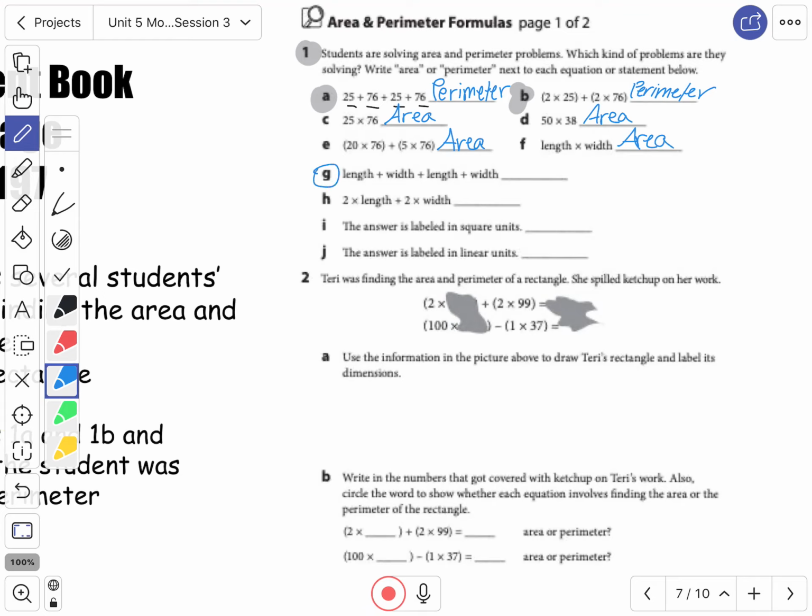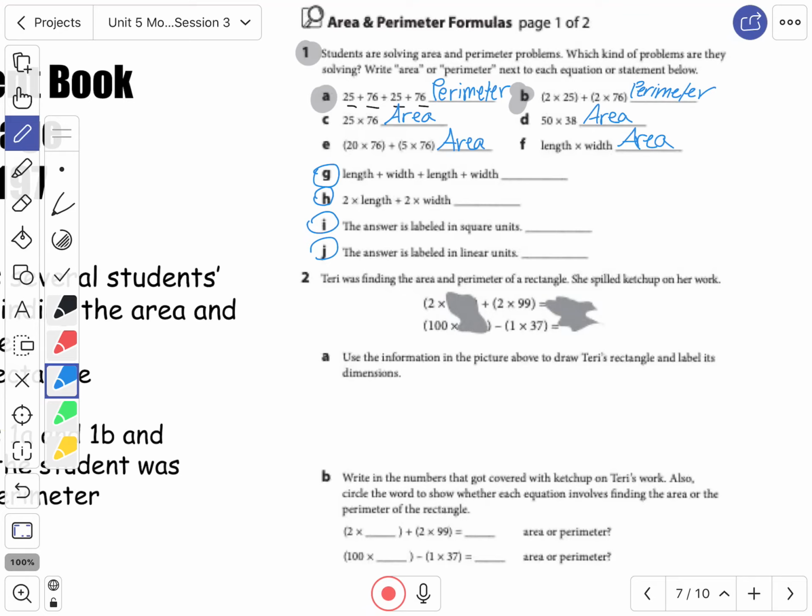Okay, so you're going to do G, length plus width plus length plus width. Think about whether that's area or perimeter. 2 times length plus 2 times width. Think about whether or not that's area or perimeter. The answer is labeled in square units. That's either area or perimeter. And then the answer is labeled in linear units. That's either area or perimeter, my friends.